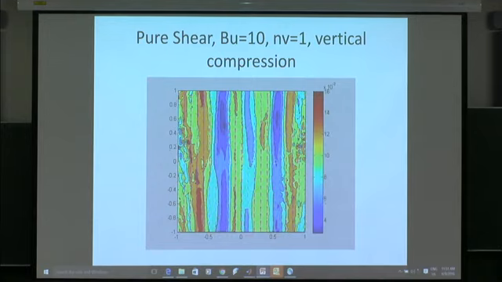So in this case, you can see we've got these bands forming, and they are parallel to the direction of compression. Although there's a lot of buoyancy, you don't see a lot of waves in there. The reason is that the bands are essentially vertical, and so there's not a lot of vertical variation in the permeability.